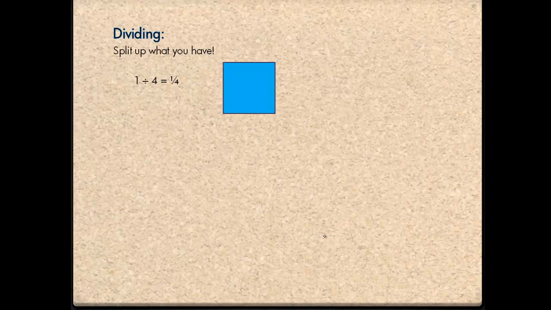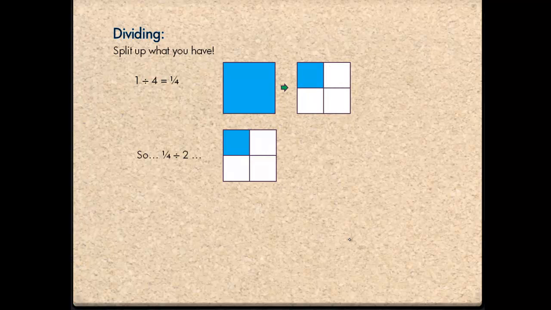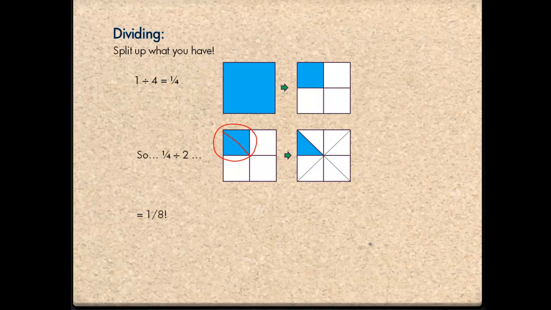If I were to give you 1 divided by 4, or 1 over 4, what does this mean in terms of a diagram? This is what we're basically doing. We're going to take 1 square and divide it into 4 equal pieces. What about 1/4 divided by 2? Well, that's the same thing. I'm going to take 1/4 of a square and divide that by 2. Doing that, I actually get 1/8 of a piece.